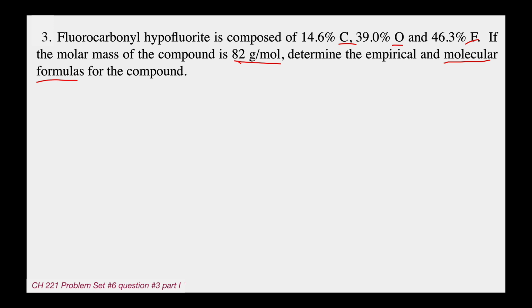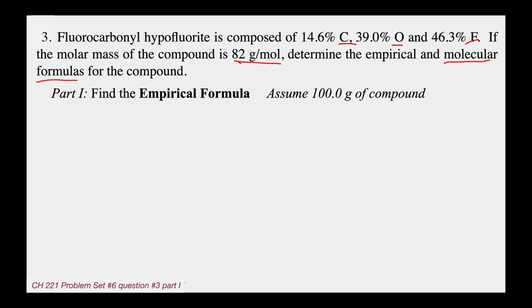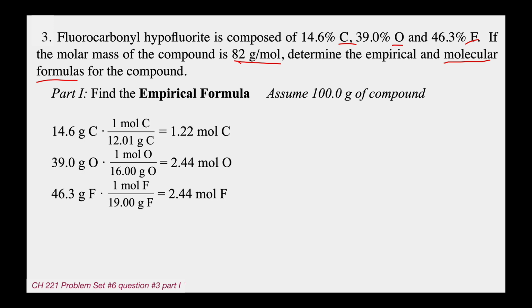So again, take the percentages, turn them into grams, and go grams to moles. If you assume 100 grams, it makes your world a lot easier because you don't have to think, but you can use any number you want to. But if you're like me and you're lazy, let's be honest, then just assume 100 grams: 14.6 grams of carbon, 39.0 grams of oxygen, 46.3 grams of fluorine. And you've got to turn them into moles. So the numbers there are just the molar masses of C, O, and F.